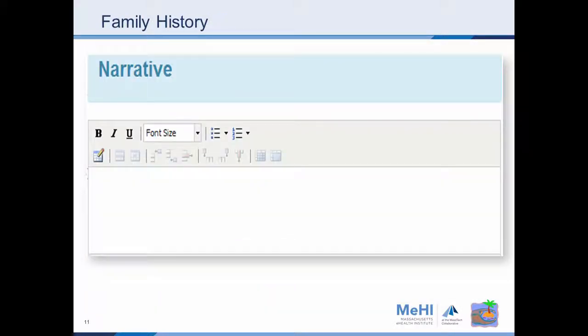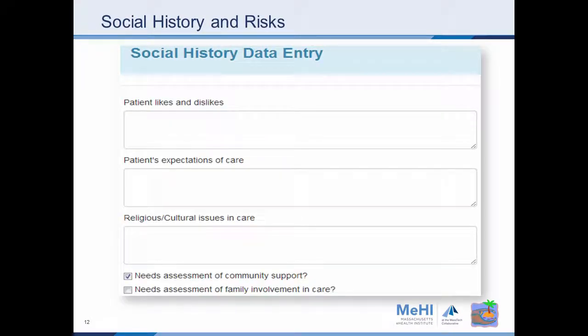Family history, that's all free text. You can put in whatever you feel is relevant. Social history, there's a lot of stuff in social history. And to be honest, we couldn't figure out where to put it. It ended up in social history. So this is where it's sort of a big mix of different things.